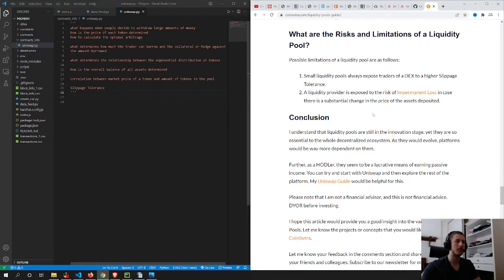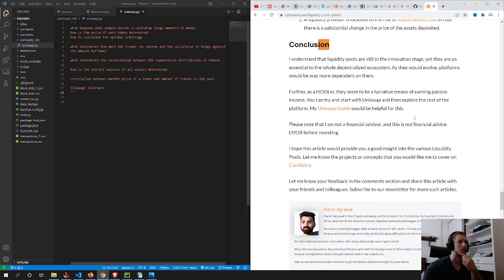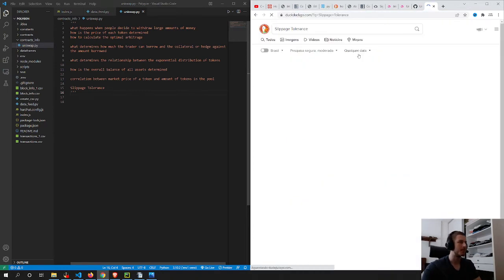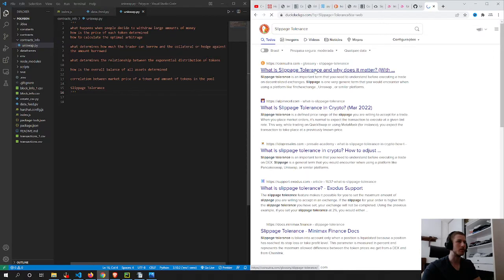A liquidity provider is exposed to the risk of impermanent loss in case there is a substantial change in the price of the assets deposited. But that's just a normal risk of cryptocurrencies, I think. So maybe I have to search for what is slippage tolerance.